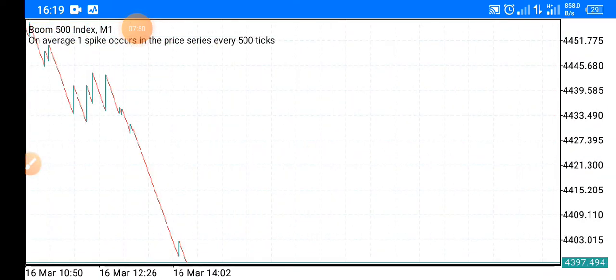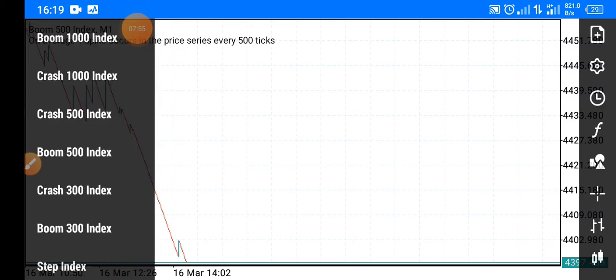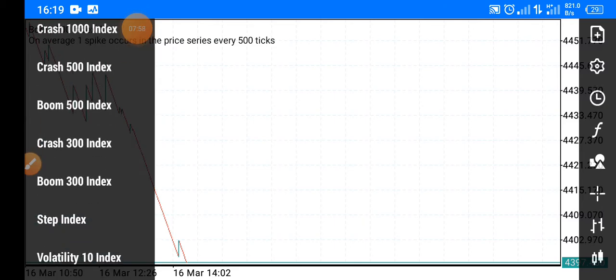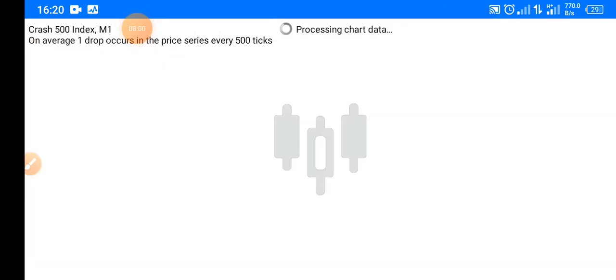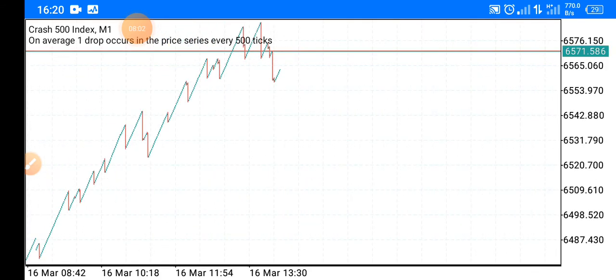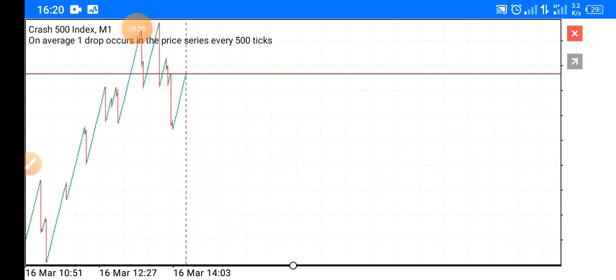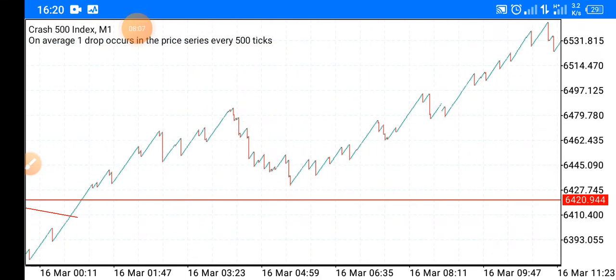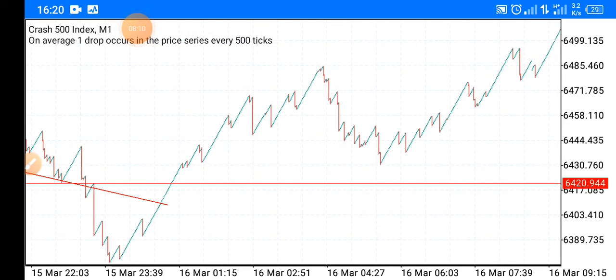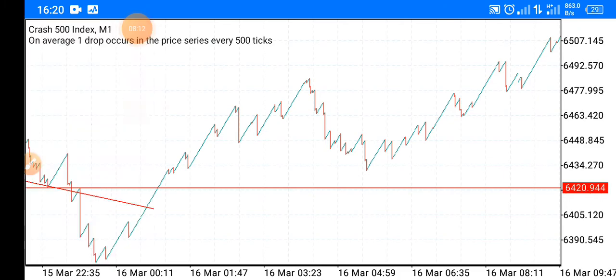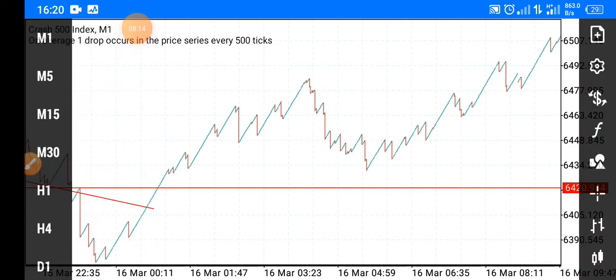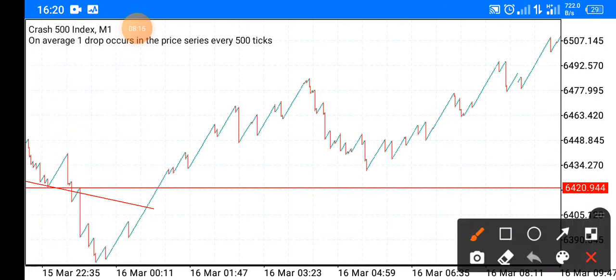Let me look for other examples on Crash 500. Right here, I think this is the chart where I noticed some other flags. Right here we've got a flag. We've got an impulsive move. First, for your rules, there must be an impulsive move either to the upside or downside.